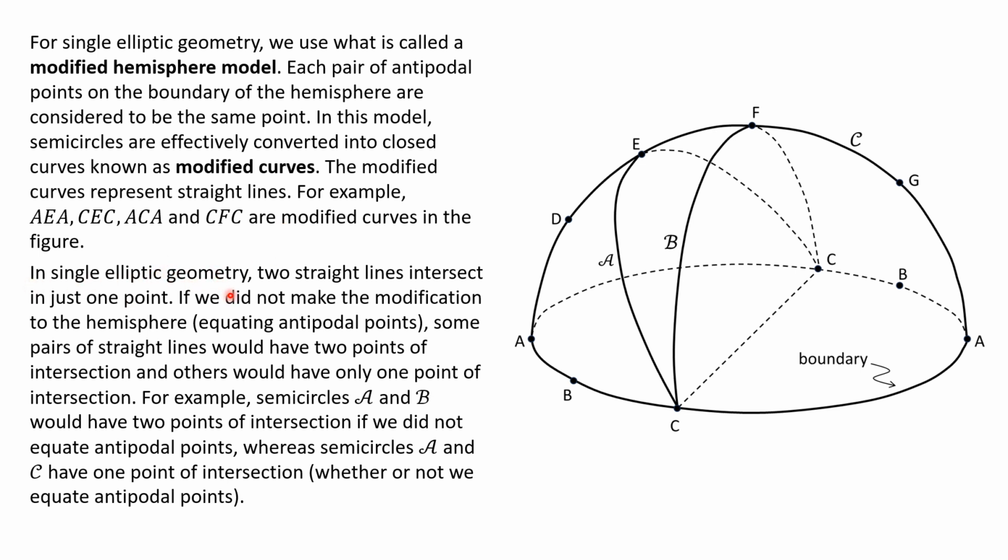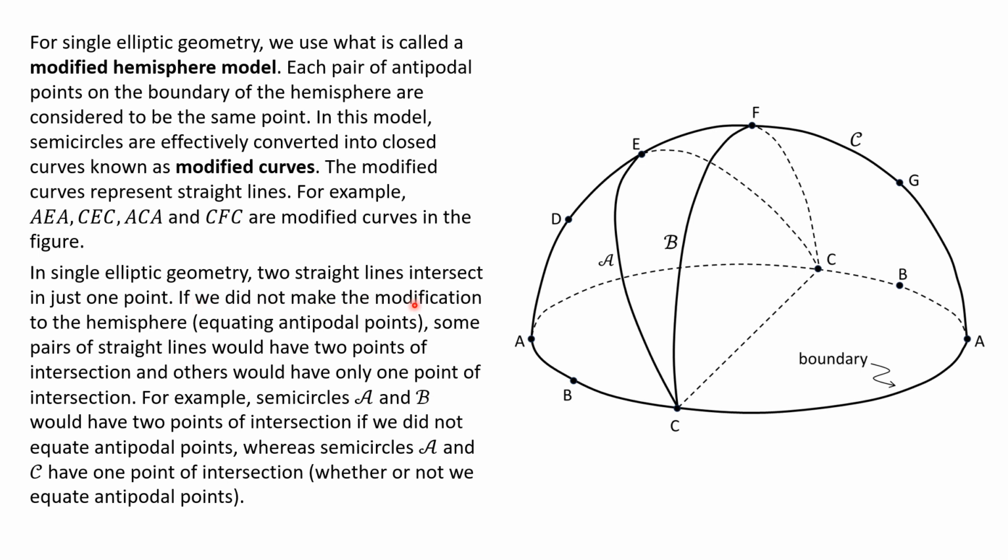In single elliptic geometry, two straight lines intersect at one point. We can see that here with A and B. They intersect at this point C. Again, this is the same point. You can think of them as being joined directly.